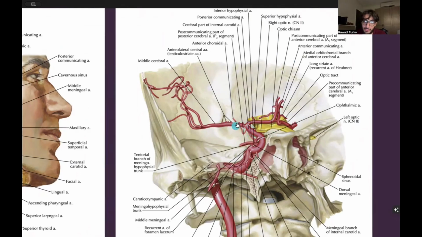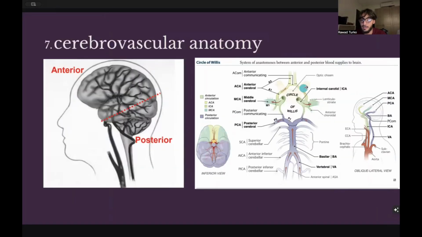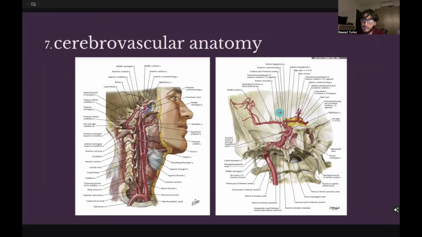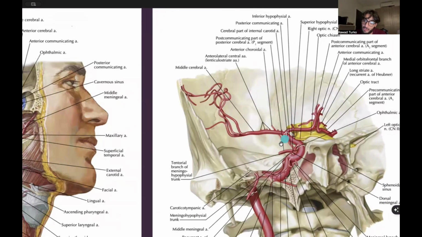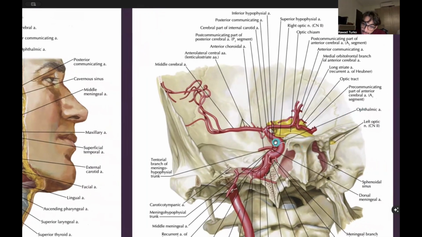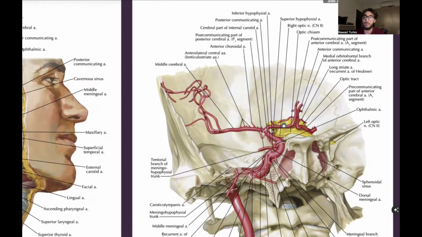This is the MCA eventually, and from the MCA, you're going to get these lenticulostriate arteries, which we talked about. You can see them back here. Okay, and from the ICA, you're also going to get this anterior choroidal artery. The ophthalmic artery is right here. It's going to go on and supply the retina and the extraocular muscles. And obviously, then you have here the MCA going and supplying the lateral surface of the cerebral cortex, and the ACA going on and supplying the medial surface of the cortex.